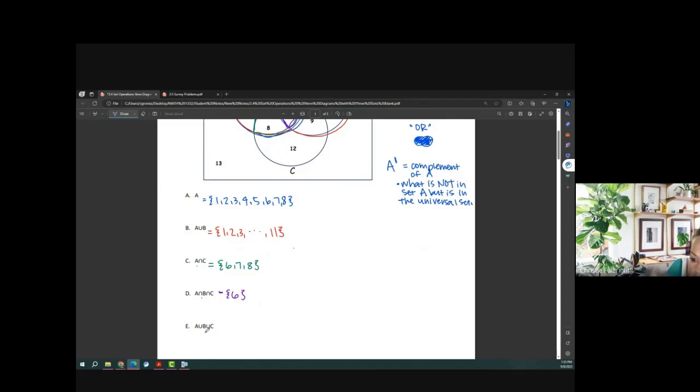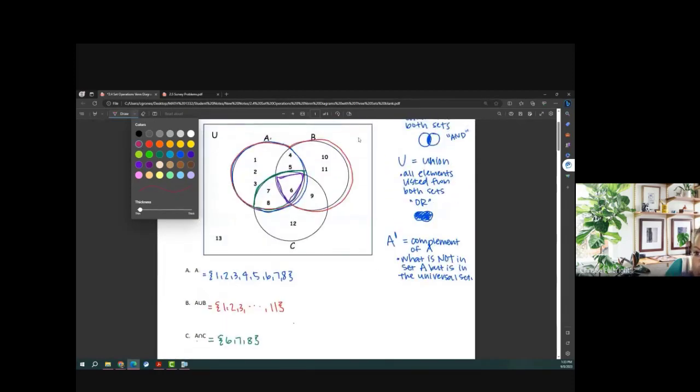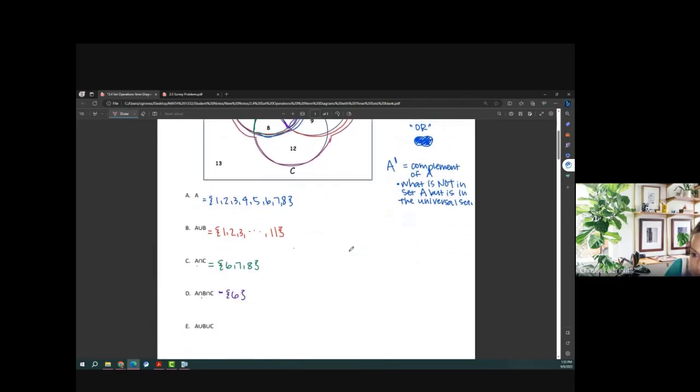And then our last one on this exercise is E, and we want the union of all 3. So the union would be everything inside of all three of these circles, which is all of the numbers 1 through 12. 1, 2, 3, all the way to 12.